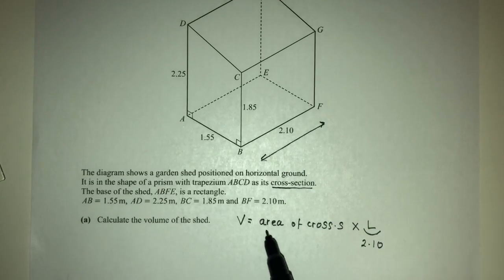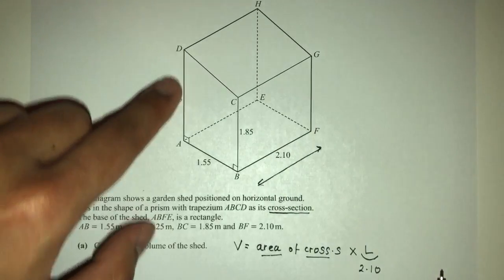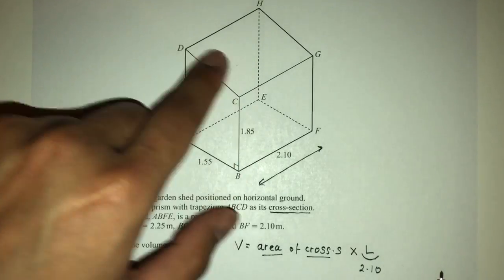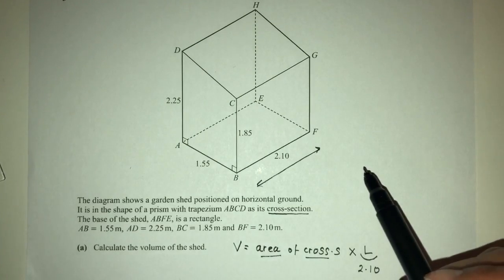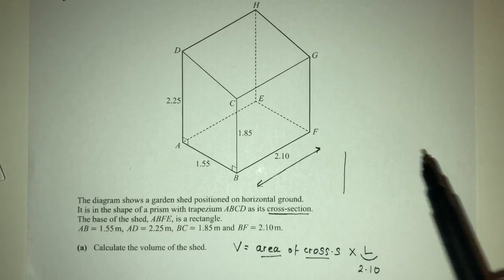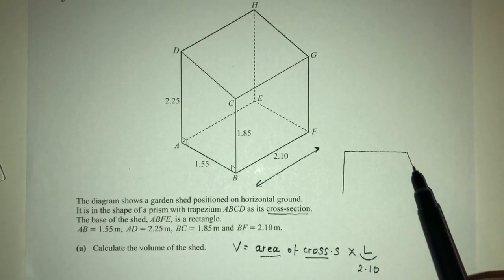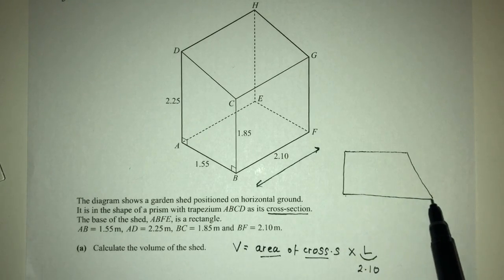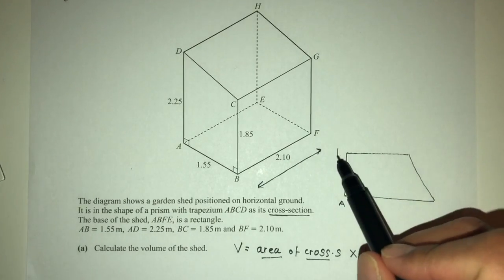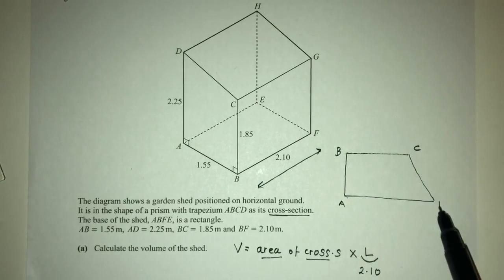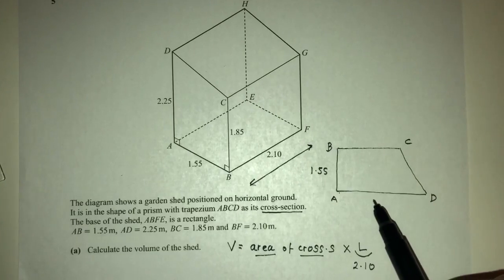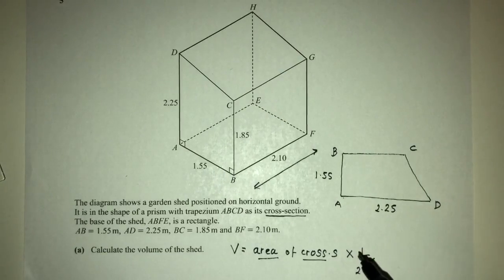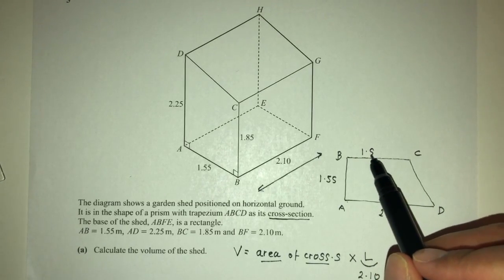Now, what is the cross-section area? If you observe, it is the area of that trapezium. Now, how can you find the area of a trapezium? There are many ways. We can use a formula if you want to. Let me first draw this outside. The trapezium will look something like that. So this is A, this is B, C, and D. This is 1.55, this is 2.25, and this is 1.85.